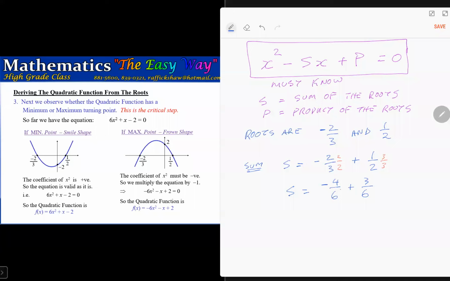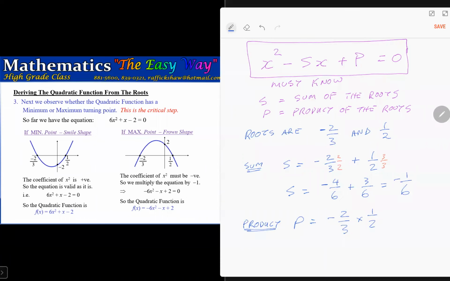Since the two denominators are the same now, we can just do the 3 minus 4, and the 3 minus 4 is negative 1/6. So that is the sum that is coming right here. Then I need the product now of the two roots. The product, which is P, that is going into this equation will be the product of negative 2/3 times half. I can just multiply them straight.